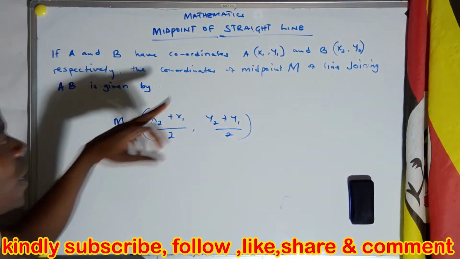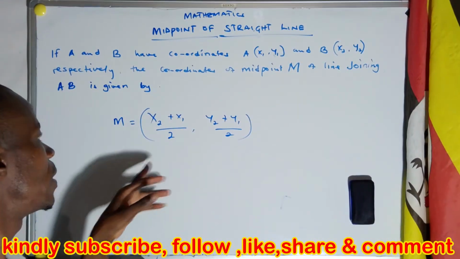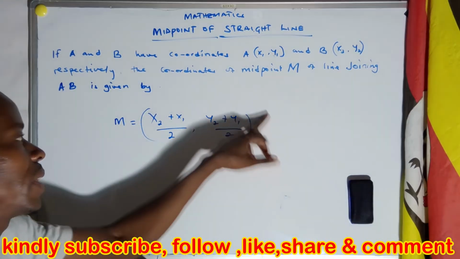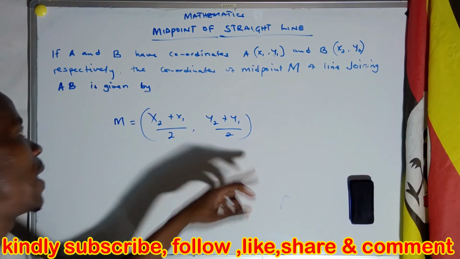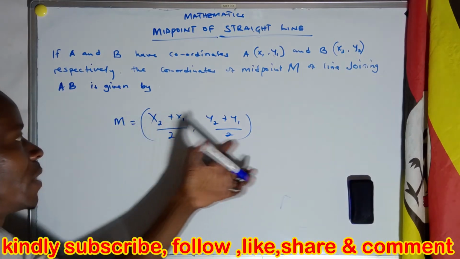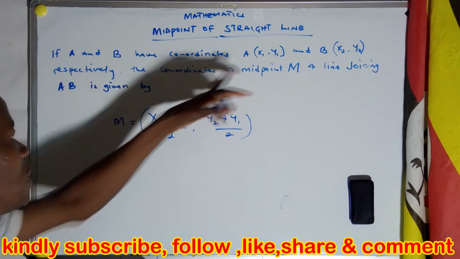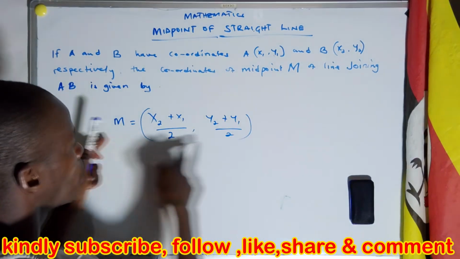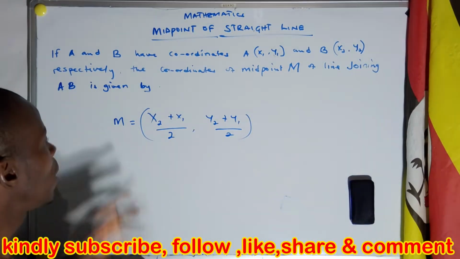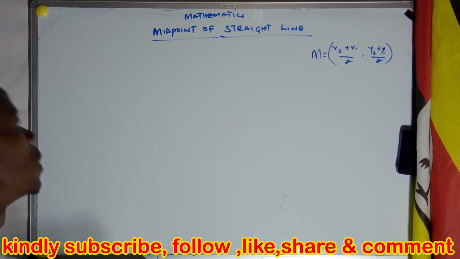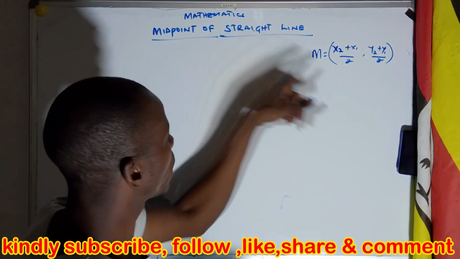If A and B have these coordinates and you plot them on the graph, you are going to get this method. This is the method of finding the midpoint of a straight line. If you use this method, you can find the midpoint of a straight line. We want to prove this method, how to get this method. I want to show you how to form it. So we want to prove this formula used to find the midpoint of a straight line.